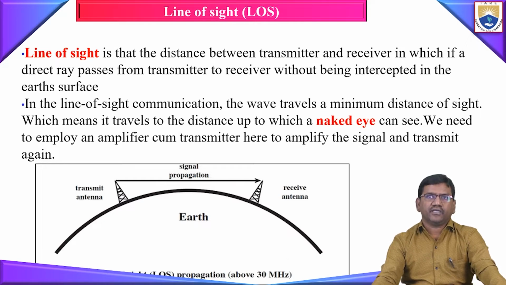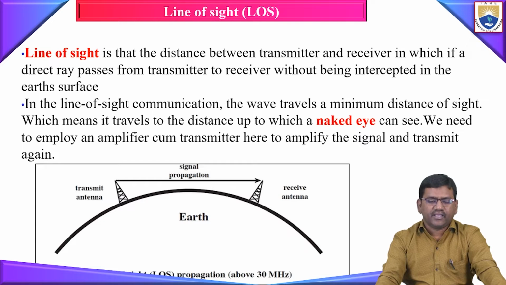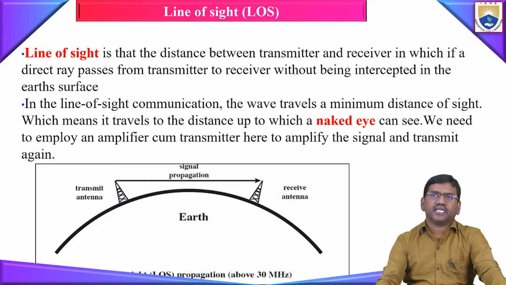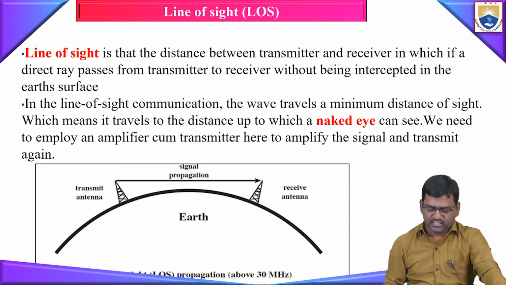So we need to employ an amplifier at the transmitter to amplify the signal and transmit again. Whenever we transmit a signal over longer distances from the transmitting antenna to the receiving antenna, an amplifier is required between them to establish line of sight communication. When the distance increases, an amplifier is required to amplify the signal and transmit it again to the receiving section.